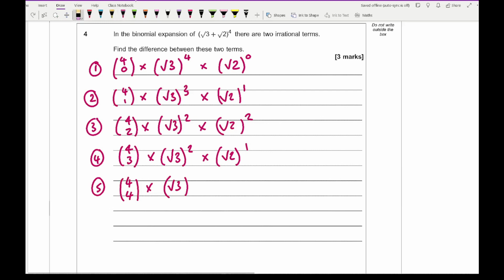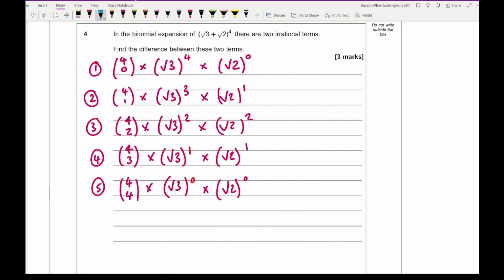should be 1, and that should be 0, and I realise I've changed the colour of my pen, and here we go, times root 2 to the 0. Now looking at these, which of these are going to give me an irrational number?